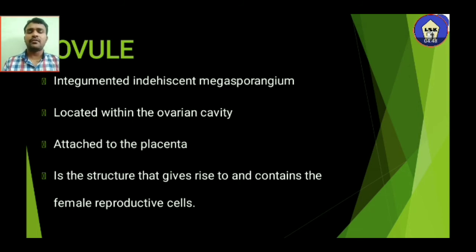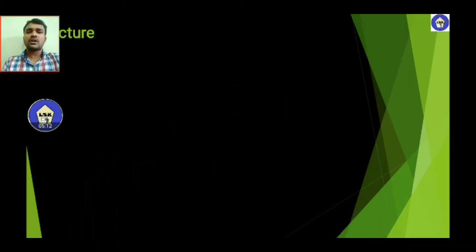So the ovule is just like the female reproductive part of the flower. It is a part of the gynoecium. That means within the ovary locule of the gynoecium, ovules are present. Within the ovules, megaspores are formed. Later, the female gametophyte will be formed, and then the female gamete is also produced within the ovule itself. Now, let us see the structure of the ovule.